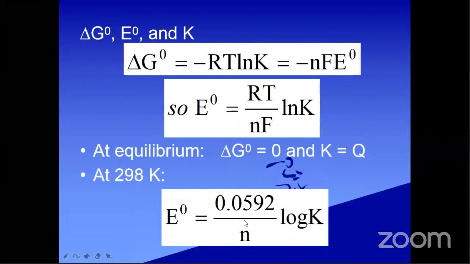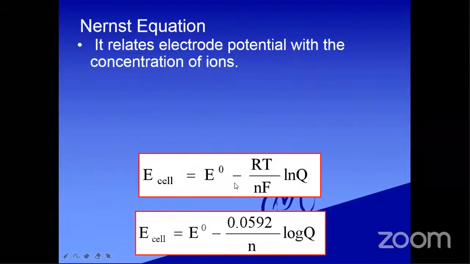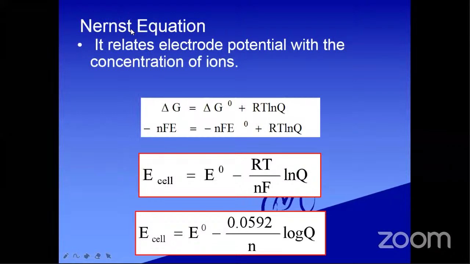See this one. This is the relationship between E naught and the K value, that means the equilibrium constant. Now we will discuss the Nernst equation. What is the Nernst equation? It explains the relationship between the electrode potential E value and the concentration of the ions. That relation, between the electrode potential and the concentration of the cell, and we can also mention the temperature, is called the Nernst equation.